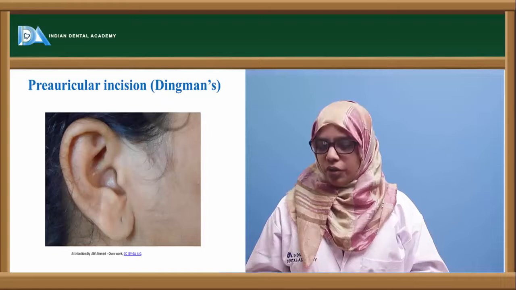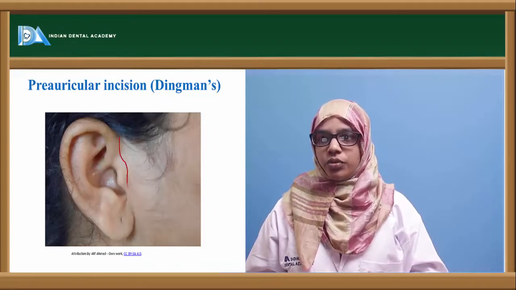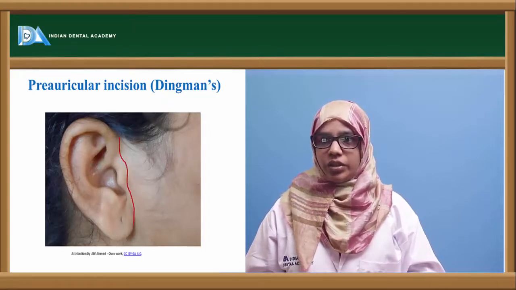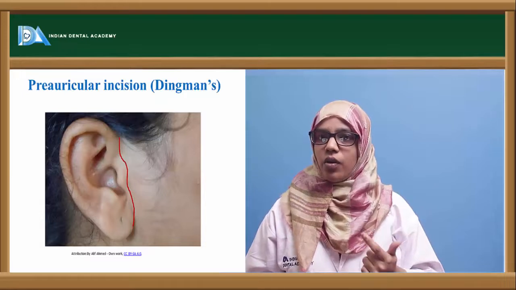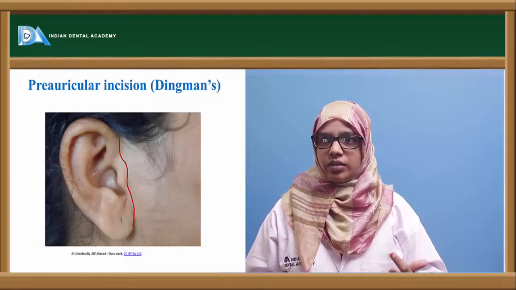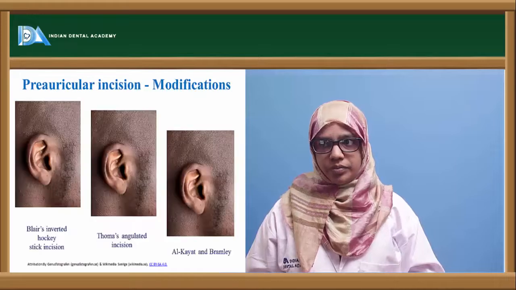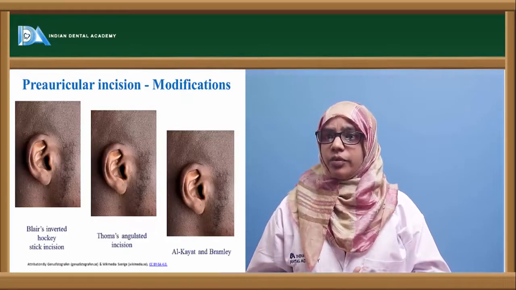Let's move on to the preauricular incision. As you can see in this photograph, it starts from the helix of the ear and goes along the crease between the face and the ear till the base of the earlobe. Let's take a look at the modifications.